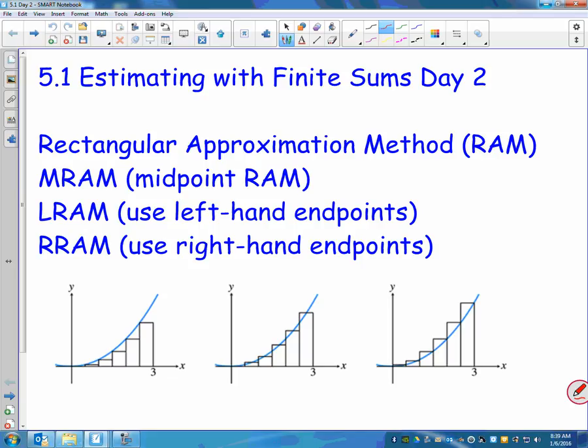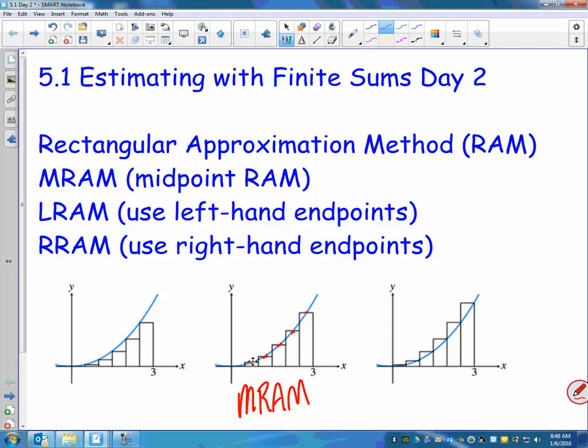The middle one, because look at each rectangle. The height is determined by the midpoint of that rectangle of where it touches that curve. So this is MRAM. And as you can see, MRAM seems like the logical one to use if you want to try to get as accurate as possible, because it's like a little bit above and a little bit below.